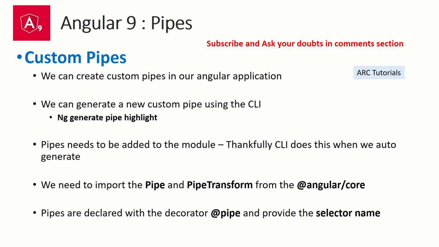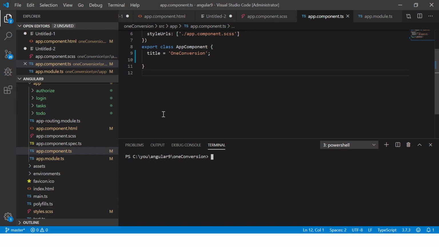Now we need to import Pipe and PipeTransform from the core library, that is @angular/core. And then you will see that the pipes are declared with a decorator called @Pipe. We also provide a selector name through which we will use the pipe in our Angular application. So these are the steps, or a little theory behind what custom pipes are and how we are going to use them. So let's get started with some hands-on examples to learn how to use it.